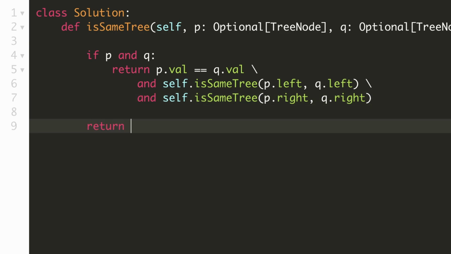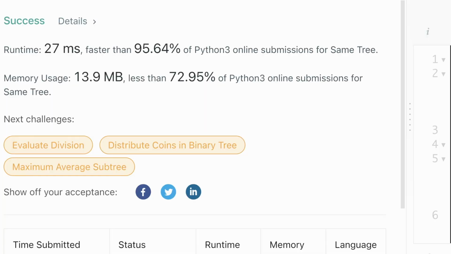And for the case when either of the roots are null, then they will be the same tree if both of them are null. So we'll check that using the not operator. We'll take the AND of these two individual results and return it directly. Let's submit our solution. You can see our solution is accepted.